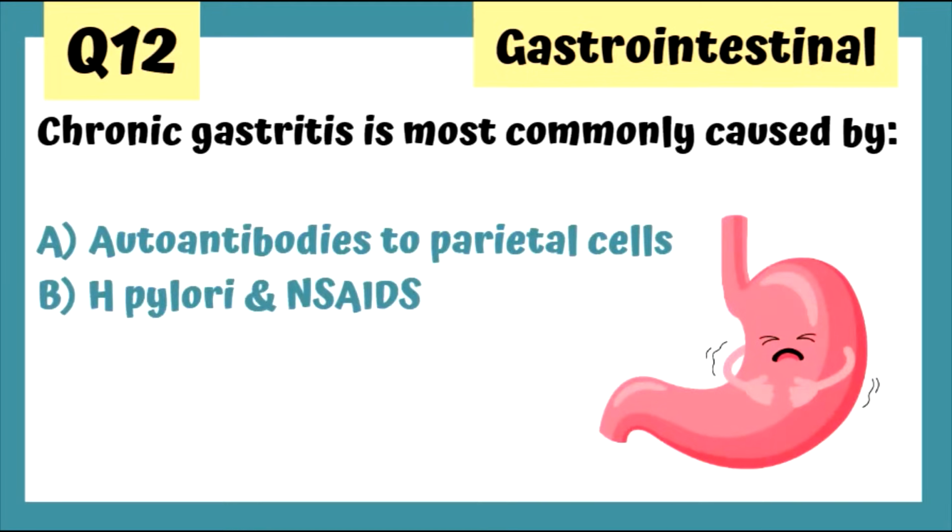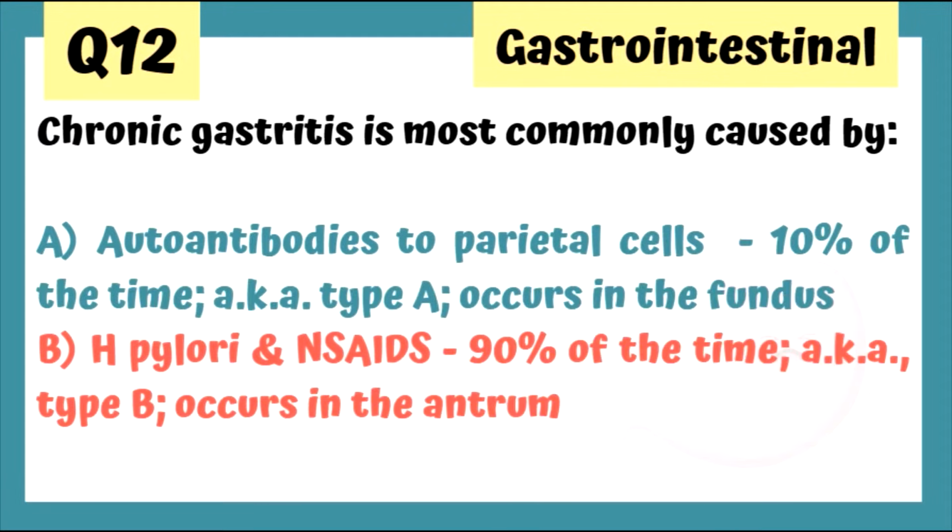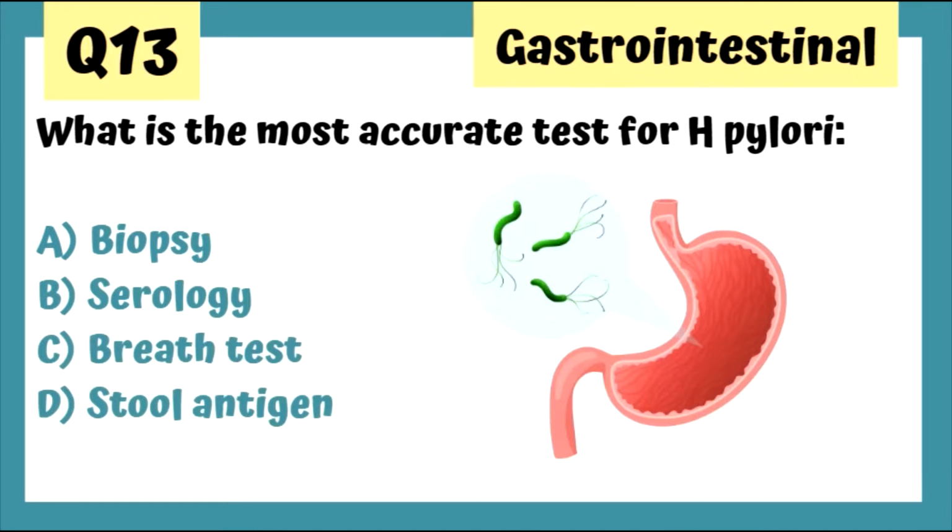Question 12. Chronic gastritis is most commonly caused by what? H. pylori and NSAIDs cause chronic gastritis 90% of the time. And this, by the way, occurs in the antrum. I like to think ant pylori, ant for antrum, pylori, that's where H. pylori infects the stomach, in the antrum, as opposed to the autoantibody parietal cells, which is 10% of the time, that's type A, that occurs in the fundus. What is the most accurate test for H. pylori? Biopsy, serology, breath test, or stool antigen.